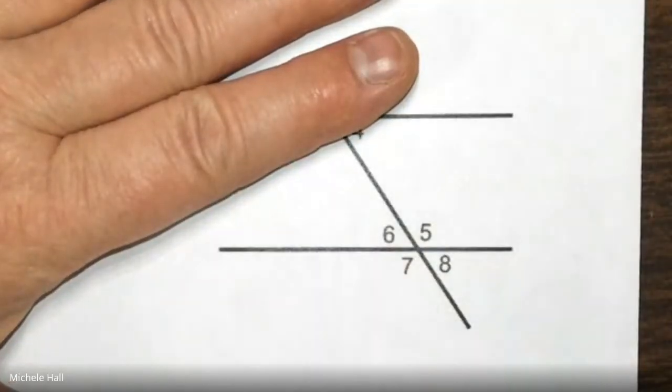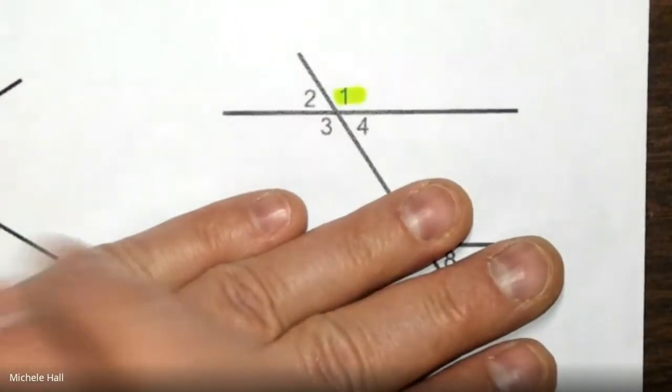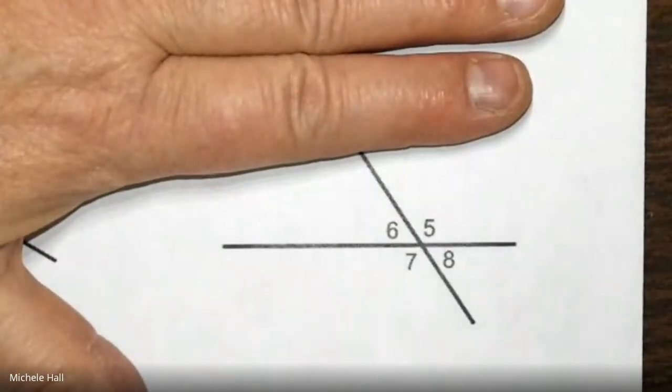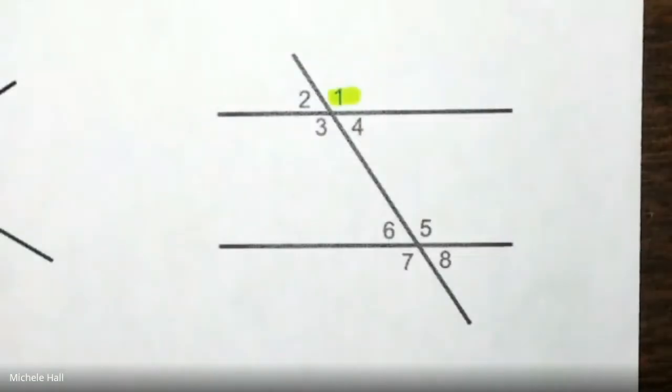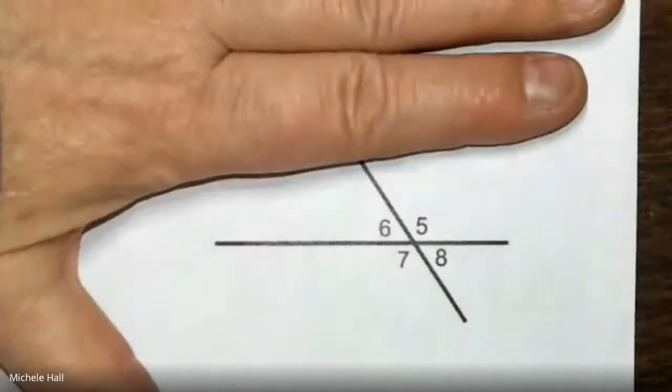So if I want to see corresponding quickly, look at the first set. Where is 1? 1 is in the top right-hand corner. That means on the second set, what's in the top right-hand corner? 5. That's how you see corresponding angles easily: look at the first set, top right, top right.